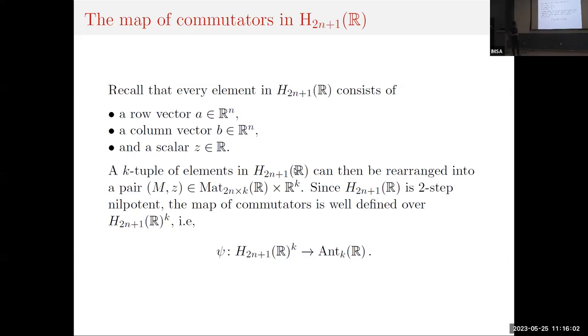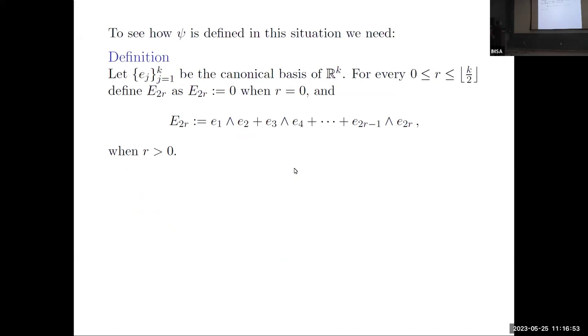The smart way of going about it is just to put all those vectors into a single matrix. So, right, I have now K of each of these. So I have a matrix of 2n by K, and the scalar entry, now I'm going to have K of these. And this is a two-step nilpotent group, so all the commutators are central. So I can extend the previous map to the whole K-tuples of elements in the generalized Heisenberg group. So now I'm going to study these.